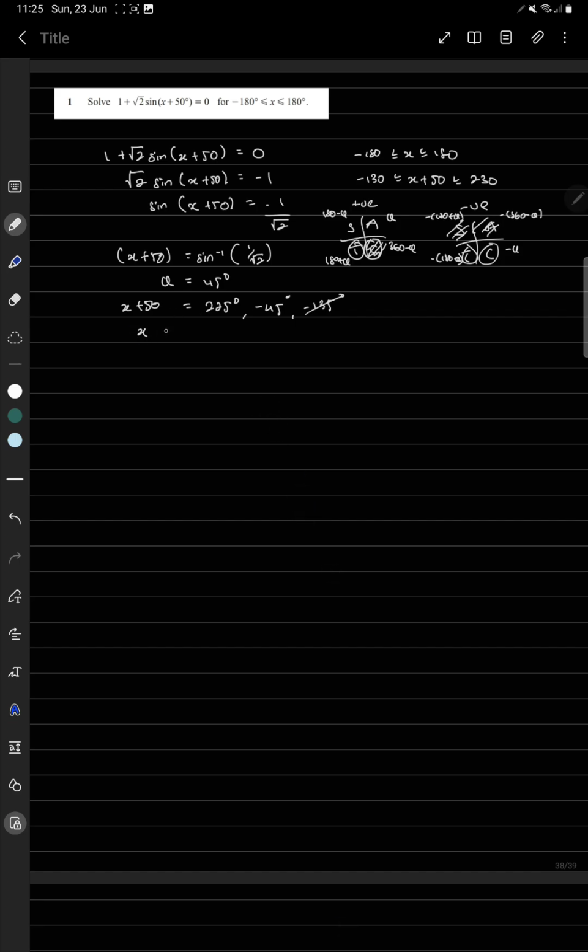Now we can move the positive 50 to the right hand side, which becomes -50, so that's 175 degrees, and also -95 degrees. Okay, so let me finalize this. -95 and 175.